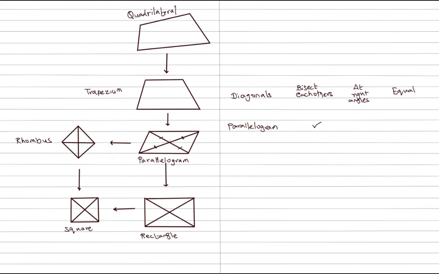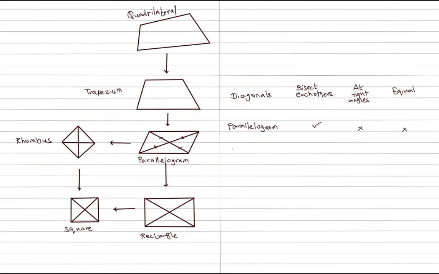Will they bisect each other at right angles? The angle between the diagonals, will it be 90 degrees? No, it will not be 90 degrees. Whether the length of the diagonals in a parallelogram will be equal? No, it may not be equal. From the diagram we can see that the lengths of the diagonals are not equal. So in a parallelogram the diagonals bisect each other, but they may not bisect each other at 90 degrees and they will not be equal.